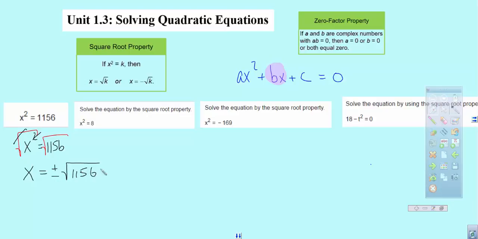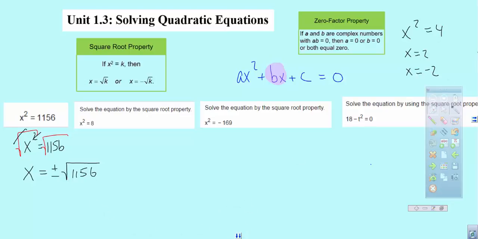That's the key piece there. So it's positive or negative because think about it. If x squared is equal to 4, then that means x could be equal to 2 or x could be equal to negative 2. Because 2 times 2 is 4 and a negative times a negative is a positive 4. So either way, that's why we need the positive or negative.